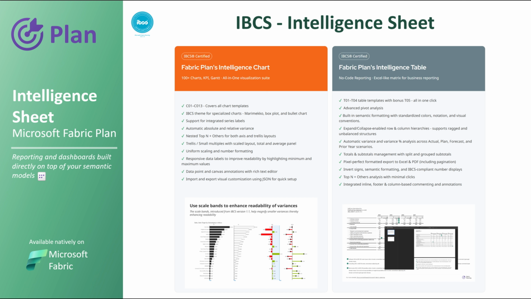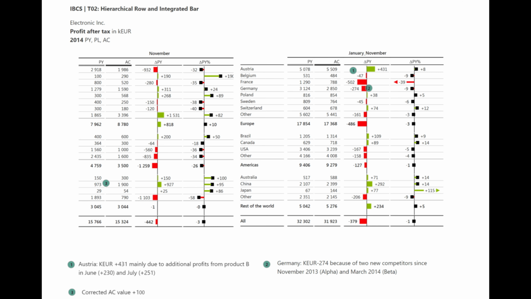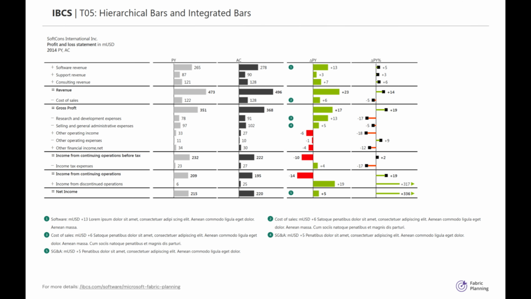Intelligence Sheet also ships with the complete library of one-click IBCS templates, chart templates C1 through C13, and table templates T1 through T5. I'll be using several of them throughout this demo.